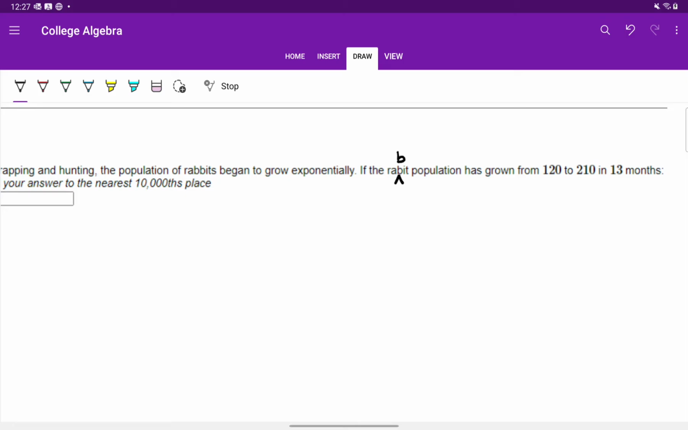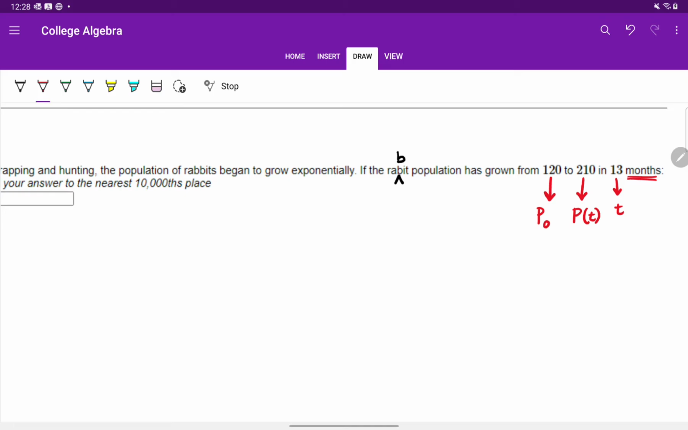answer the following question. So this is important. The population started at 120. That's our initial population. The population grew to 210. That's our population over time. And it took 13 months to do it. So that's our time. And notice that time is in months.